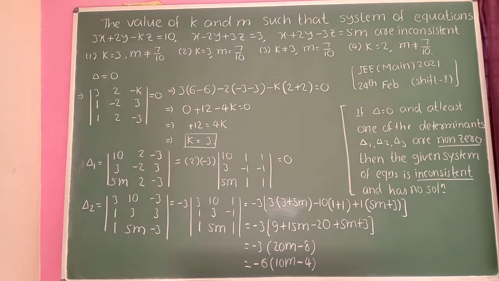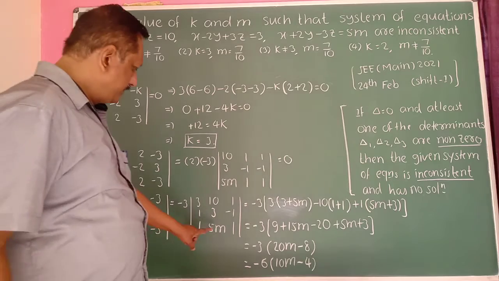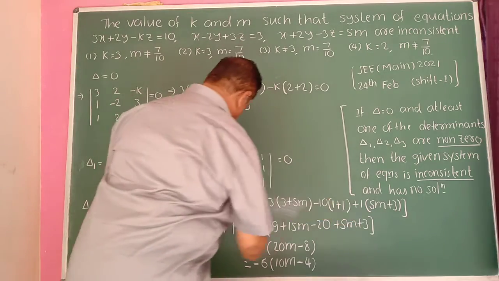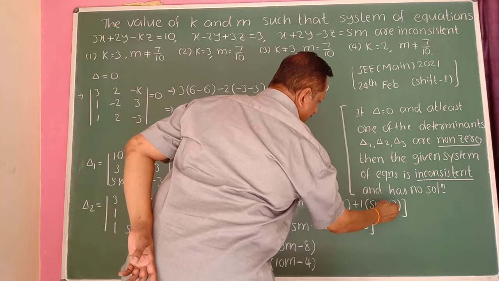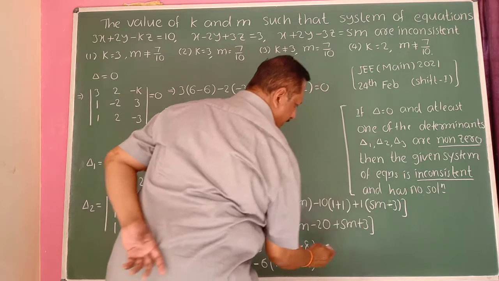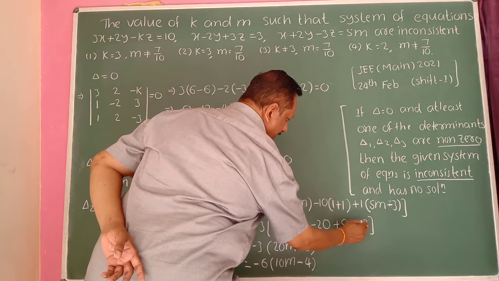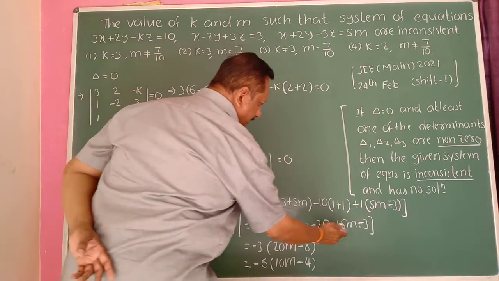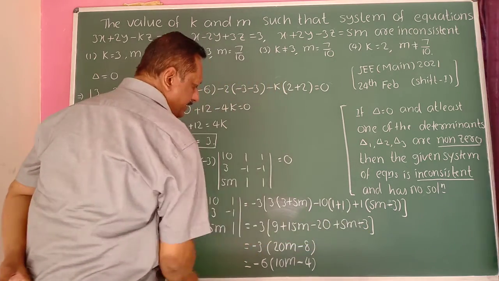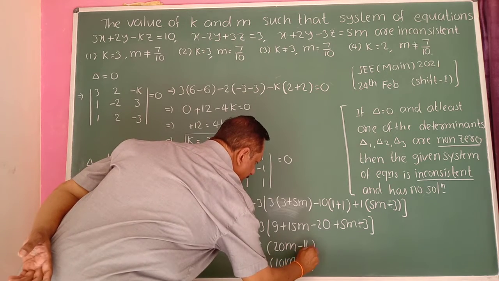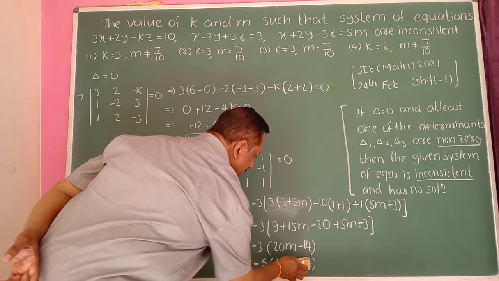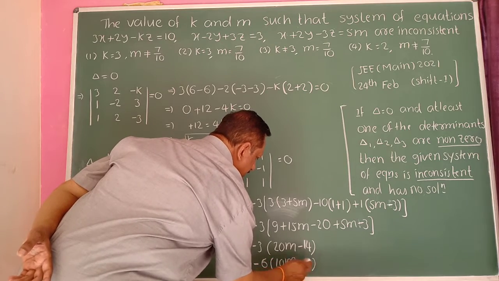So I made a mistake here, because 5 into 1 is 5m here and 3 ones are 3. There should be a minus here, not a plus here. It is a minus of 3. Therefore this becomes a minus here. So minus 23 plus 9 becomes a minus of 14 here. Then 2 is a common factor here, then remaining 7.